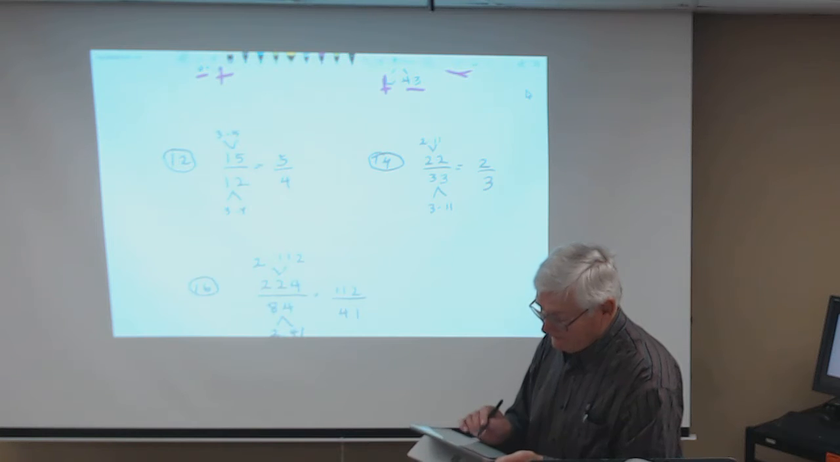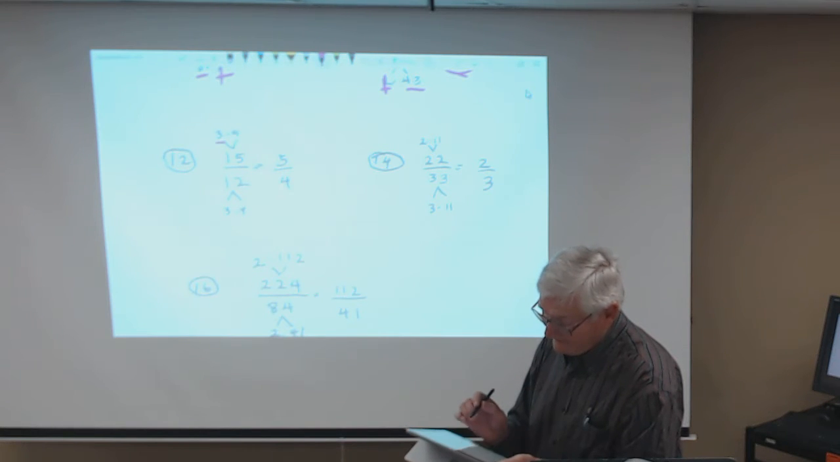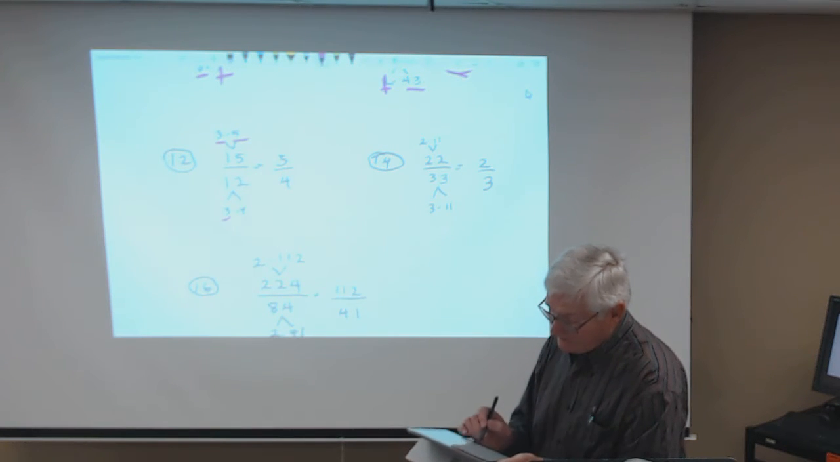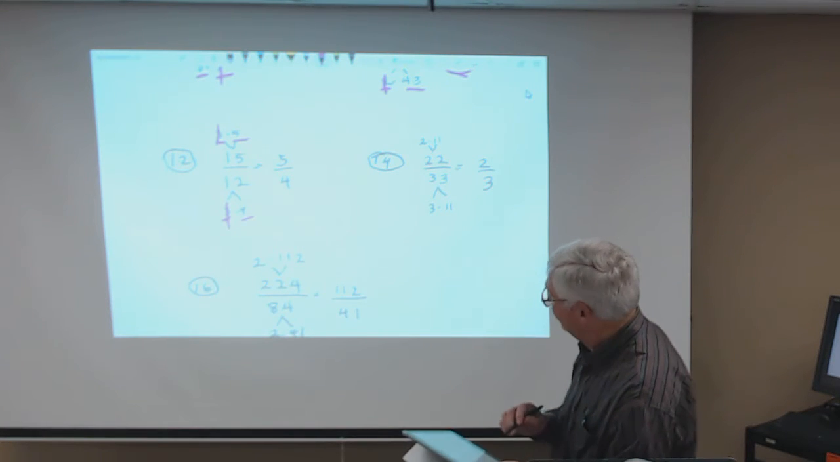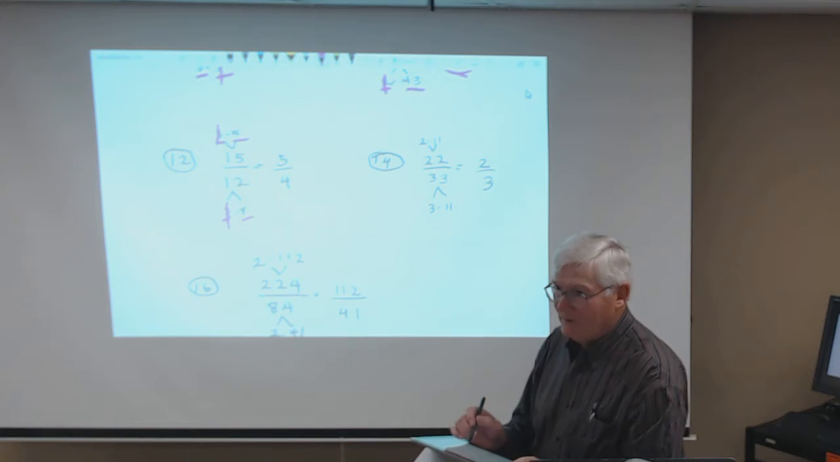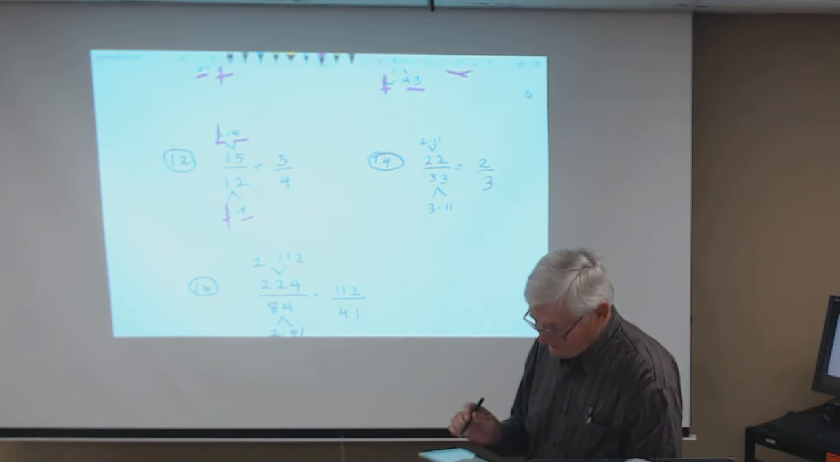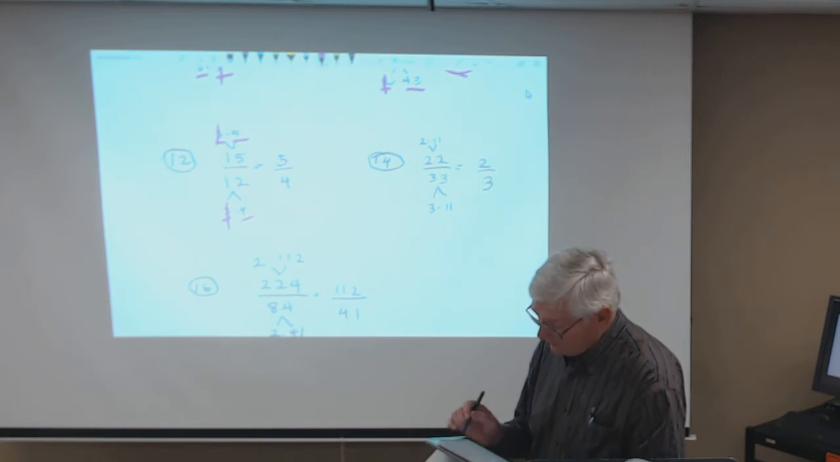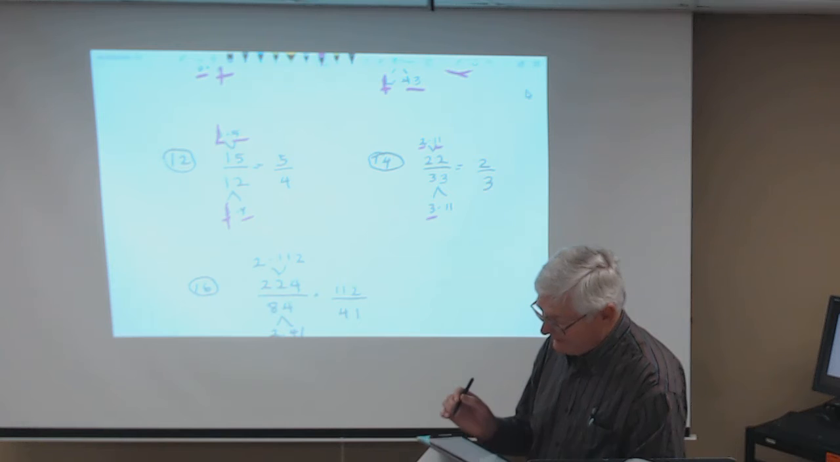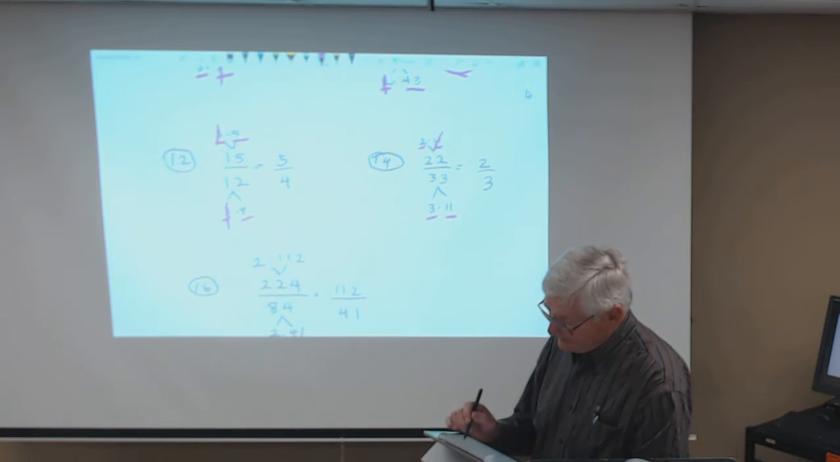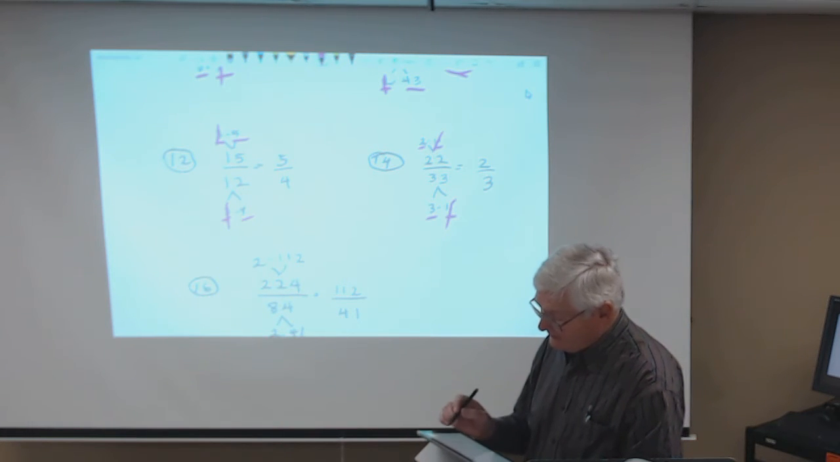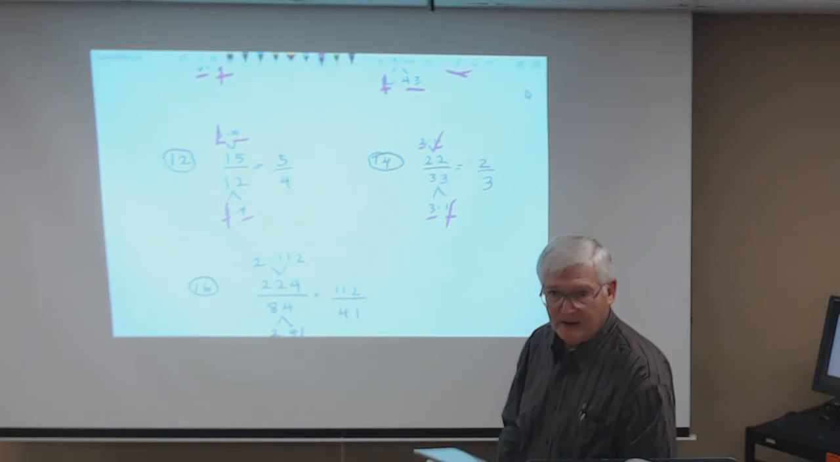Number 12. 15 is 3 times 5. 12 is 3 times 4. The 3's cancel. So I'm left with 5 over 4. Number 14. 22 is 2 times 11. 33 is 3 times 11. The 11's cancel. So what am I left with? 2 over 3, 2/3.